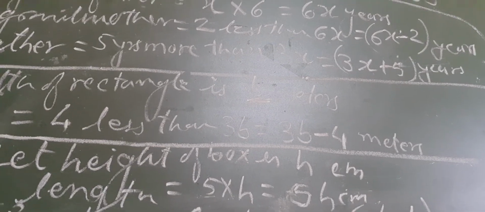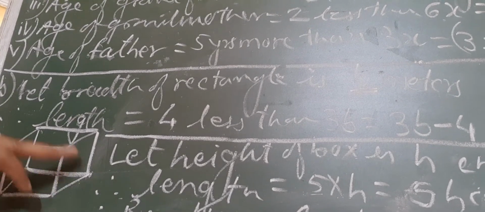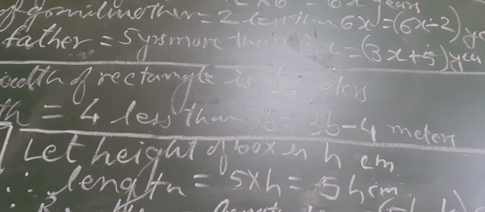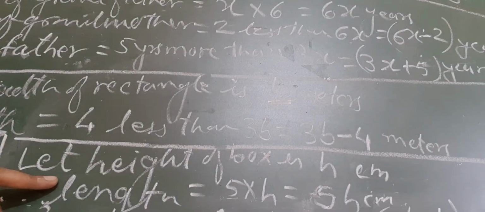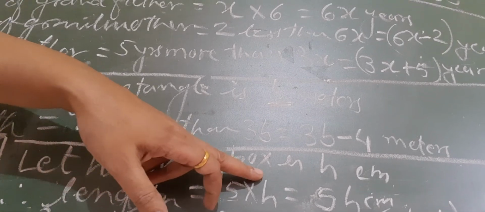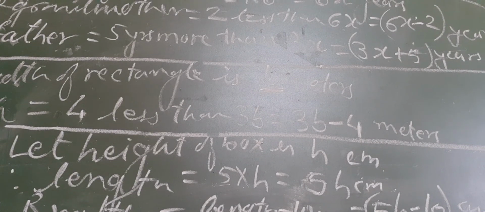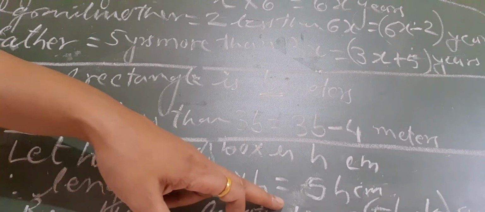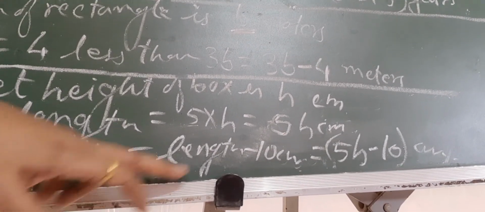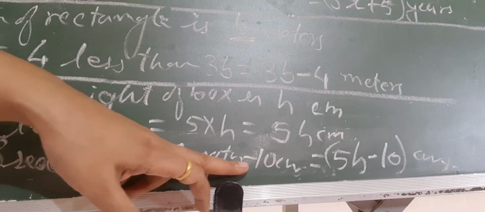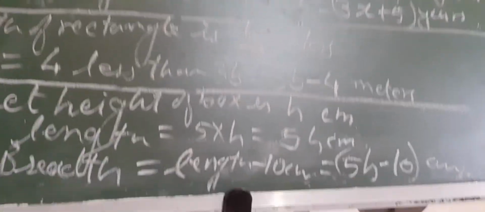In the next question, a cuboid is given to us. A cuboid will have length, breadth and height. The height is already given in this example, that is H, the height of the box. And what is the length? Length is given as 5 times the height, which means 5 multiplied by H. What is the breadth given? Breadth is given as 10 centimeter less than the length. Length we already got, that is 5H, so 5H minus 10 will be the breadth of that cuboid.